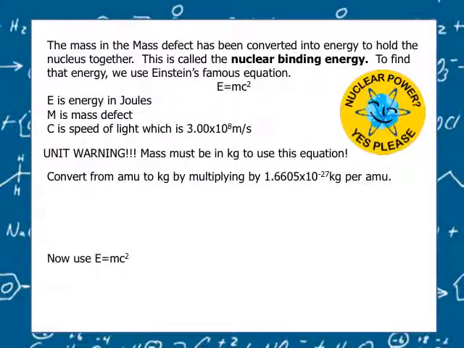The relationship between mass and energy is the ever famous Einstein equation: energy equals mass times the speed of light squared. You've probably heard it all your life, but now is an actual opportunity to use it. One caution though: the mass must be in kilograms to use this equation. So far it's been in atomic mass units, so we're going to need to do a conversion first before we can use E equals mc squared.